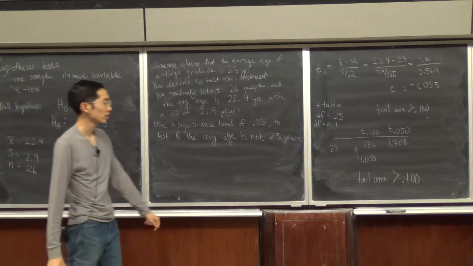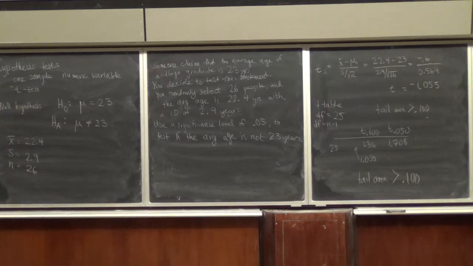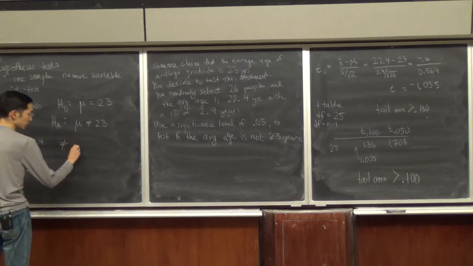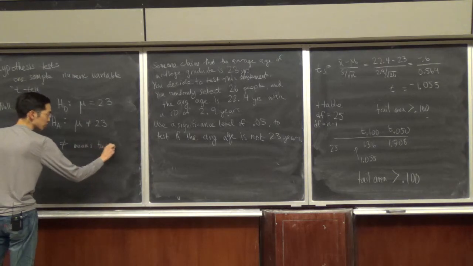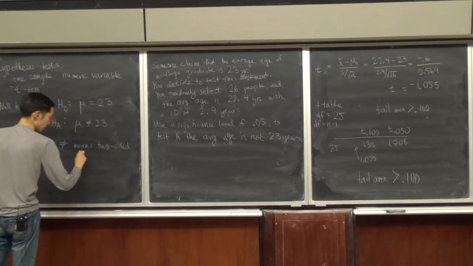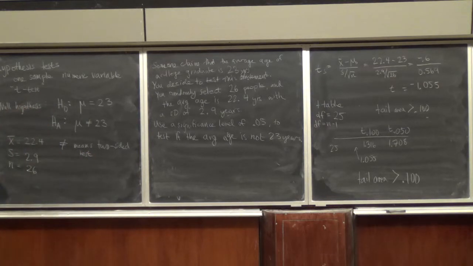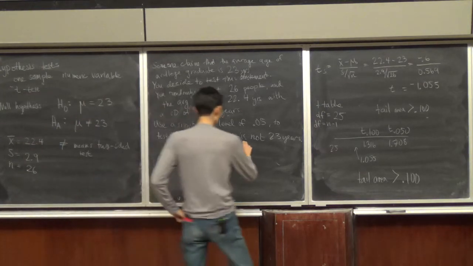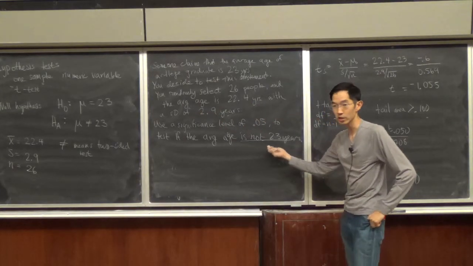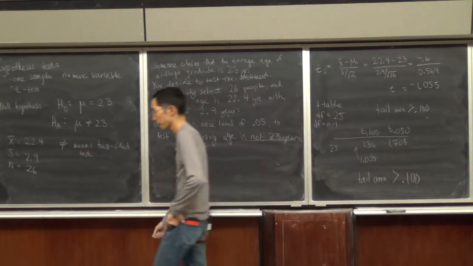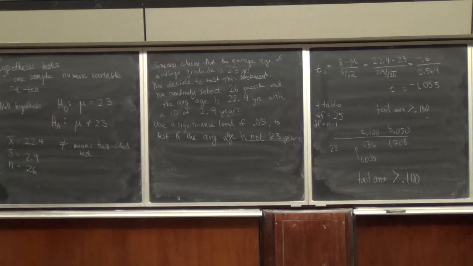Okay. Do I have a one-sided or a two-sided test? I have a two-sided or two-tailed test because my alternative hypothesis has a not equal sign. So, not equal sign means two-sided test. And you'll be giving us that sign, right? I will not be giving you that sign. You should be able to figure out that sign by reading this, that the age is not 23 years. So, not equals means two-sided test.